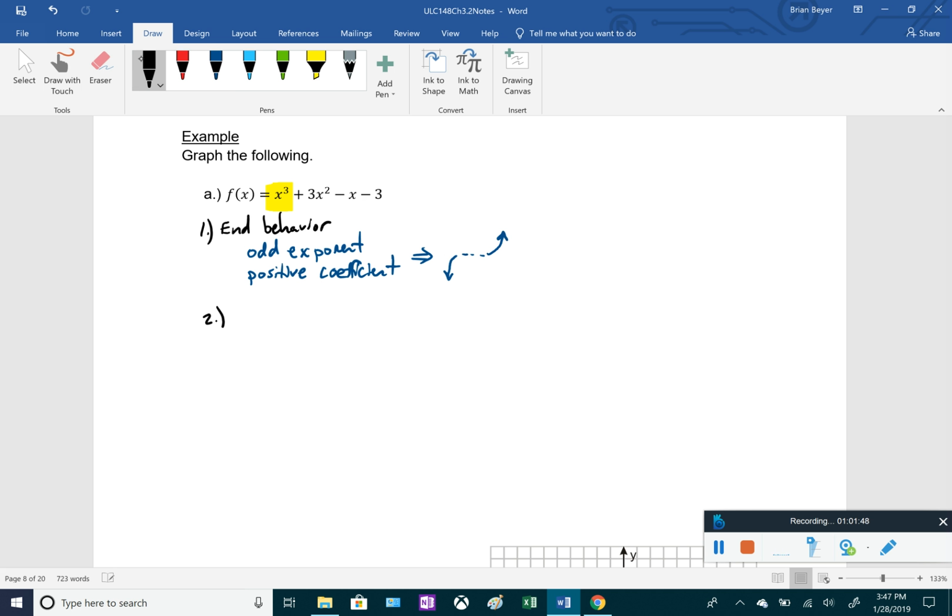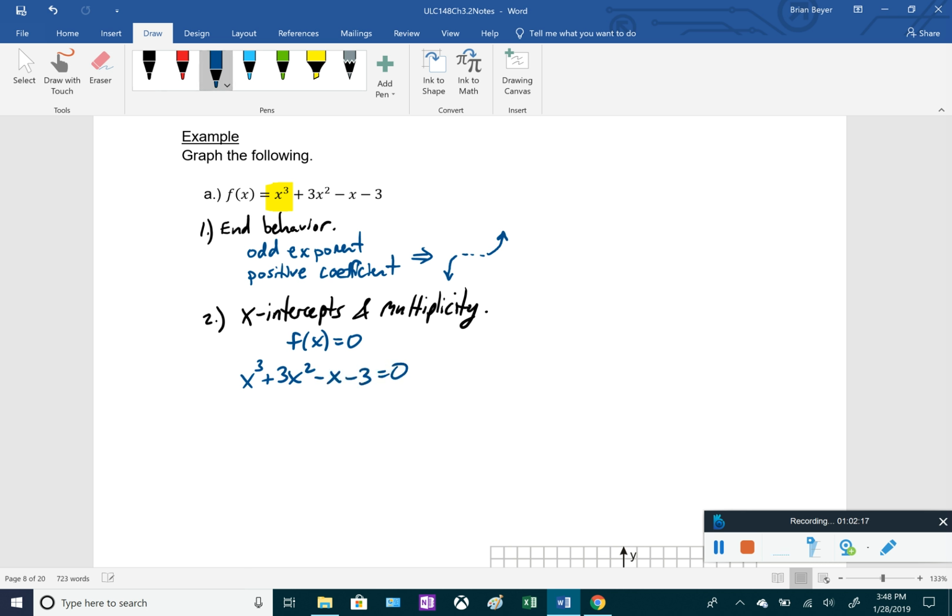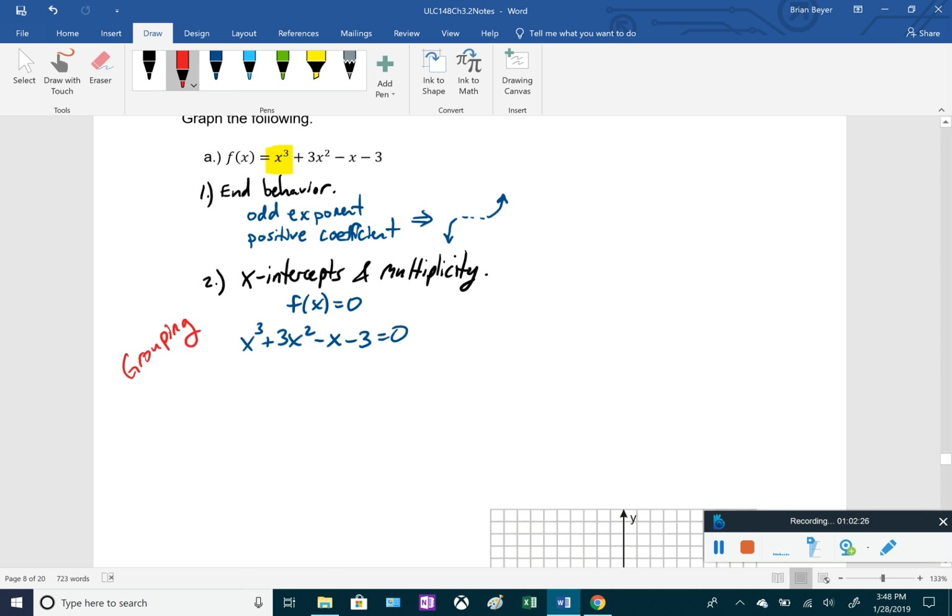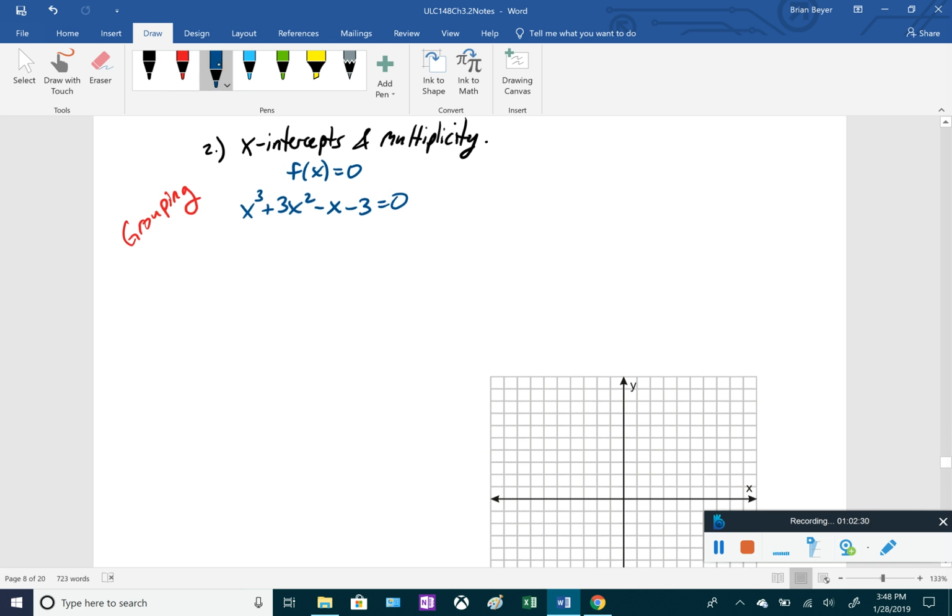Okay, next, let's find the x-intercepts and the multiplicity. I'm not going to show every single step for this, because we've seen me do it a million times already. I'm probably getting sick of it. So for the x-intercepts, we set it equal to 0: x cubed plus 3x squared minus x minus 3 equal to 0. So this is going to be grouping. I recommend making sure you can group it quickly and factor it correctly. What we would end up with is x plus 3 times x plus 1 times x minus 1. That's from grouping. So we set all of these factors equal to 0.